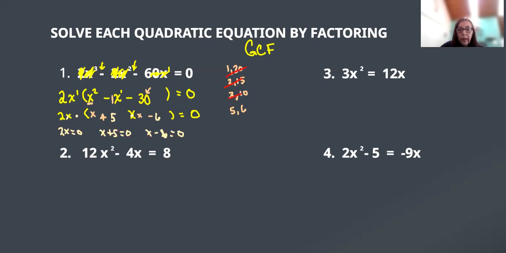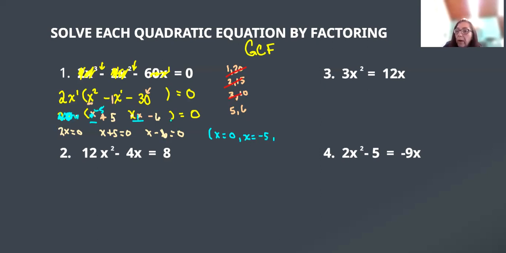So x can equal 0. Because if I put 0 in here, I get 0, right? And 0 times anything is 0. How would x plus 5 equal 0? What would x have to be? I got a +5, so if I add a -5, I get 0. So x equals -5 will also get 0. So if this were -5, it doesn't matter what this is or this, we're going to get 0. And then the last one, x minus 6.